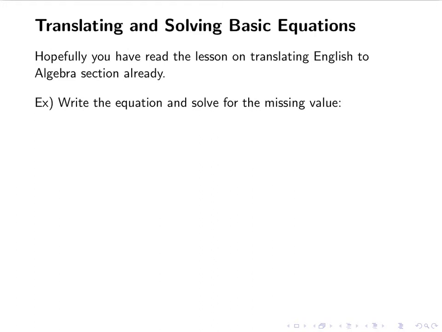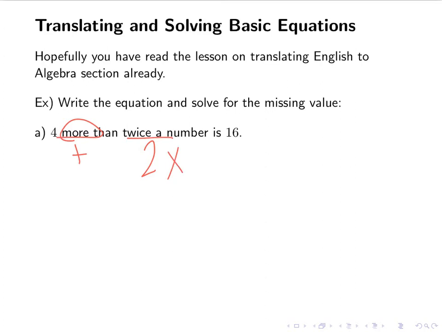So write the equation and solve for the missing value. 4 more than twice a number is 16. So 4 more means addition. Twice means 2 times a number, and I'm going to use x as my number. You can use any symbol that you want though, but I'm just going to use x to make it easier. So 4 plus 2x equals 16, is equals. When you solve it, hopefully you get out 6.